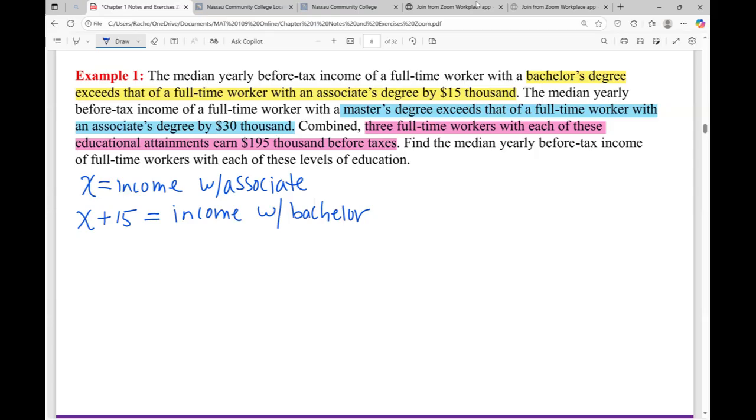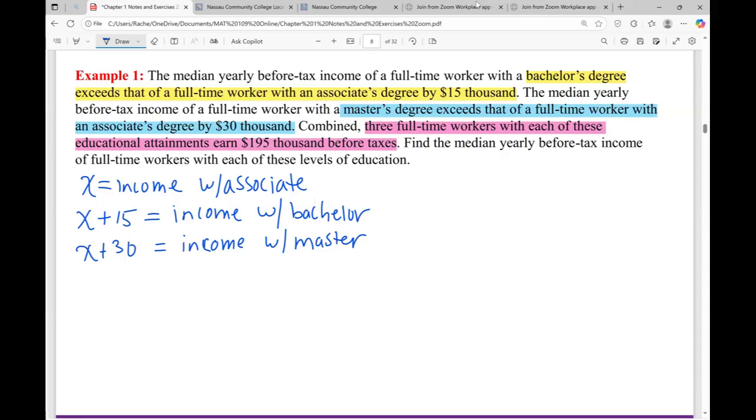And we're also told that if you have a master's degree, that's going to exceed that of a full-time worker with an associate's degree by 30,000. So it's still all being compared to X, right? The person with an associate's degree. So X plus 30 is going to be the income with a master's degree.